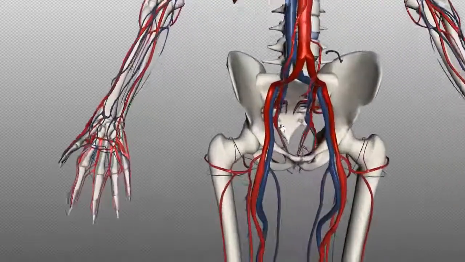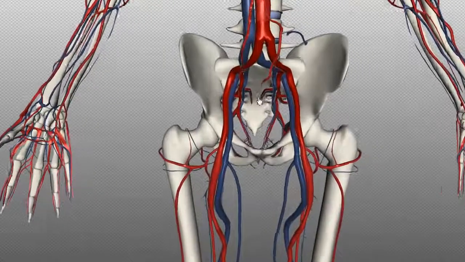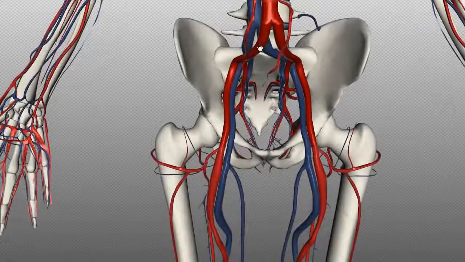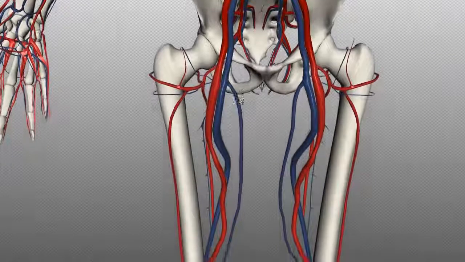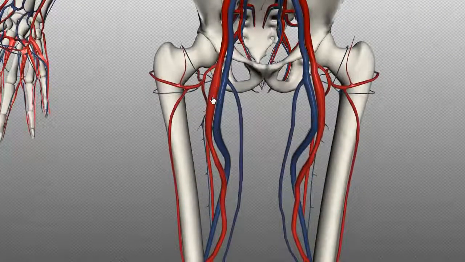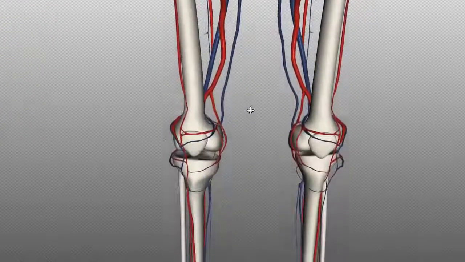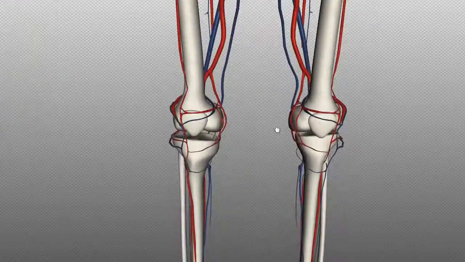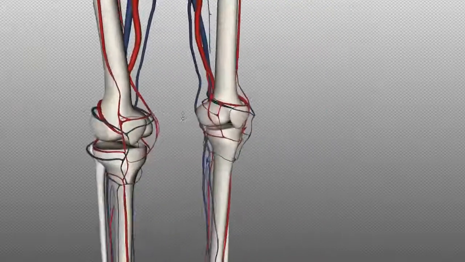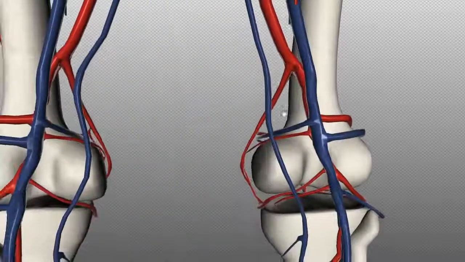So just going back to the external iliac arteries, which come off the common iliac, they then become the femoral arteries at roughly the level of the head of the femur. So you've got the femoral arteries which run down the length of the femur on both sides. So we're now at the level of the knee, and I'm just going to rotate this model so we can look at the back of the knee.